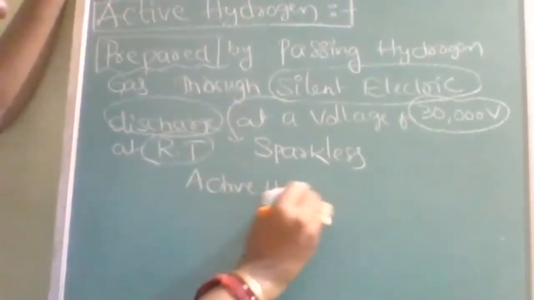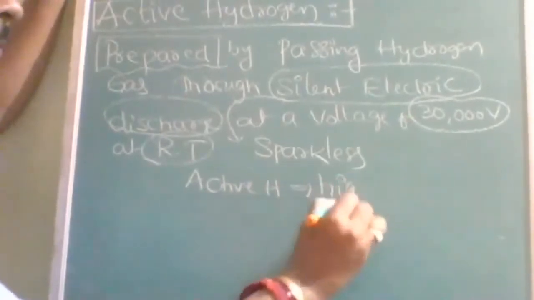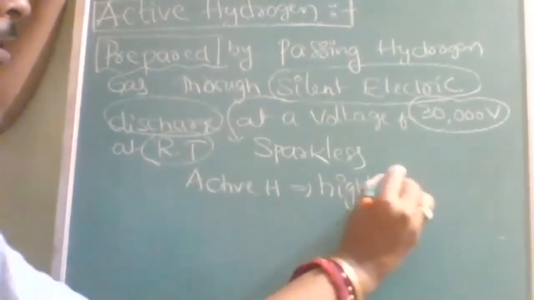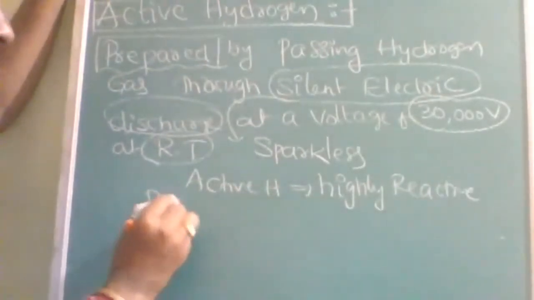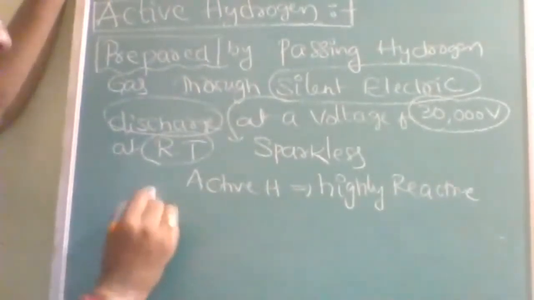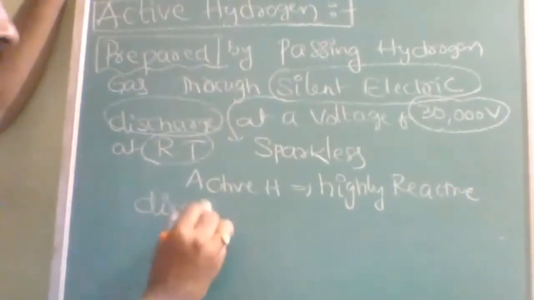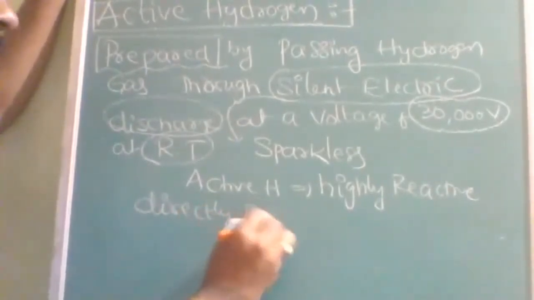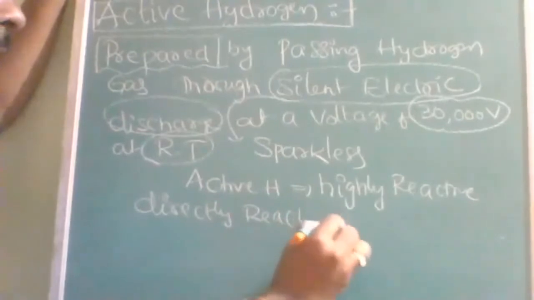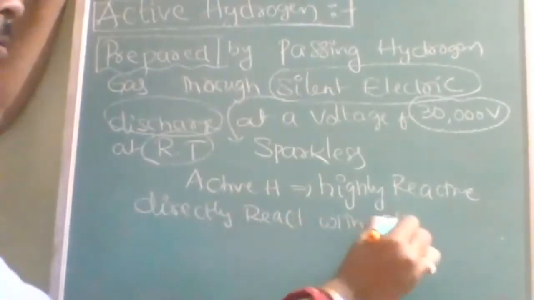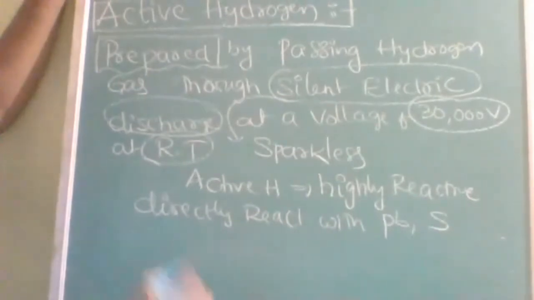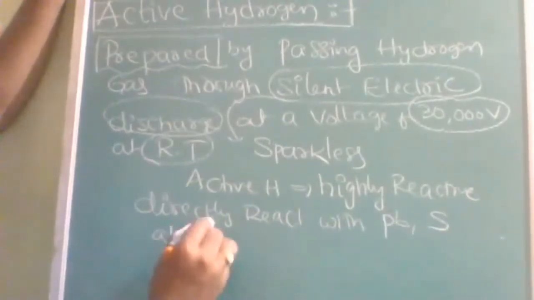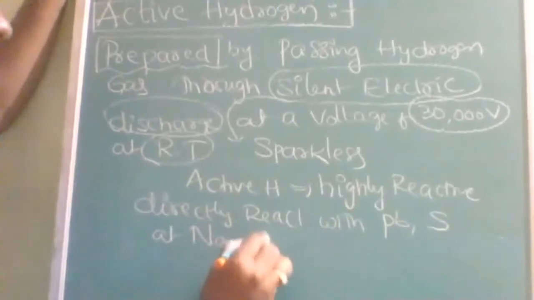So out of all the hydrogens, active hydrogen is the highly reactive. Active hydrogen is the highly reactive. It can directly react, I will write that also. It can directly react with lead also, even sulfur also, at normal temperature or room temperature.